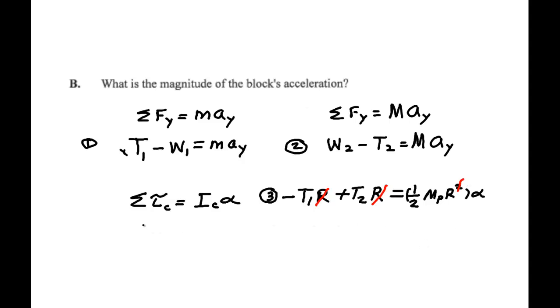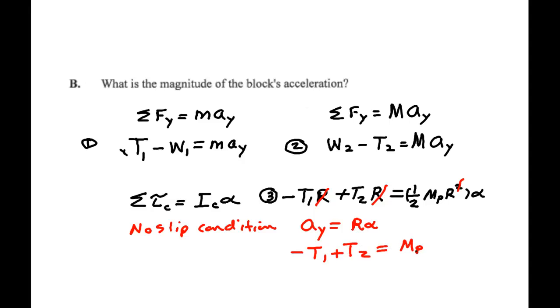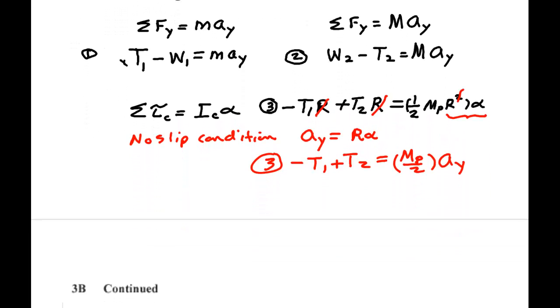I also have the no slip condition. The no slip condition says that the tangential velocity of the rim of the wheel is the same as the rope. Well, the rope's acceleration is a_y. The rim's tangential acceleration is R alpha. So this R times this alpha becomes a_y. And this becomes minus T1 plus T2 is equal to Mp over 2 times a_y, where I've simply eliminated alpha with the no slip condition. So I have three equations. This equation, and that equation, which I can now add together to get my unknown solved.